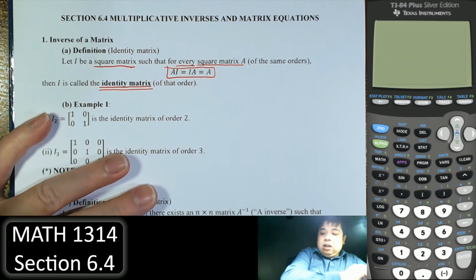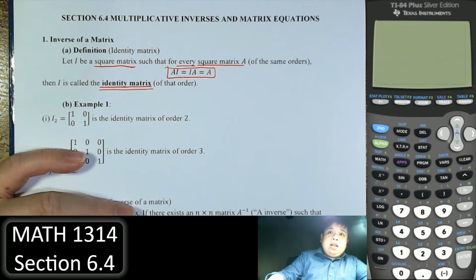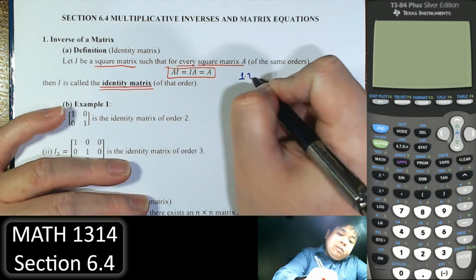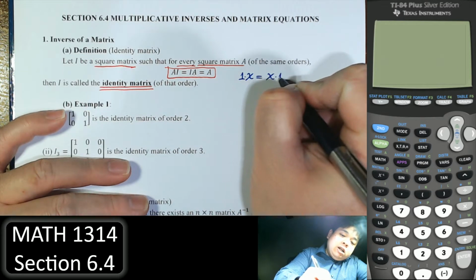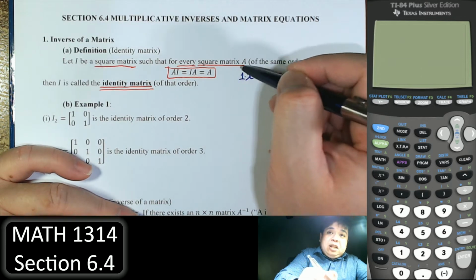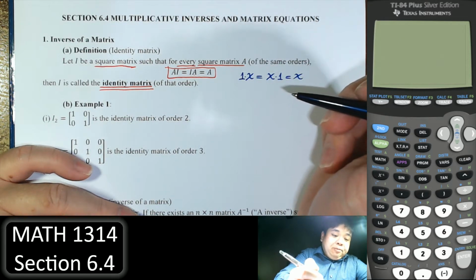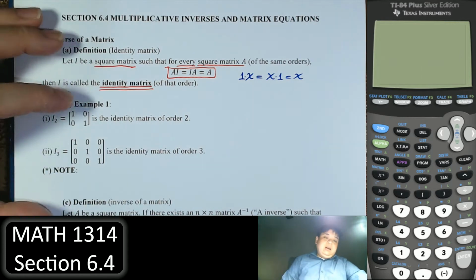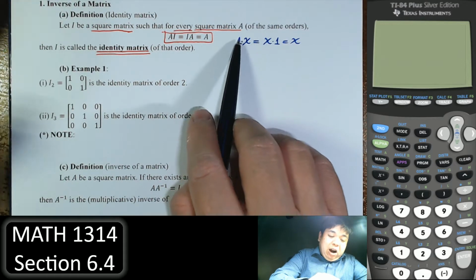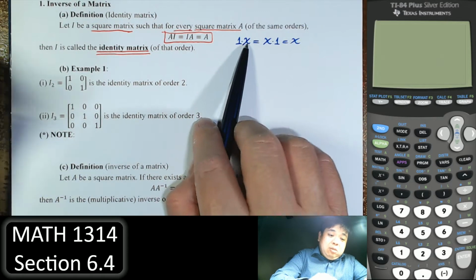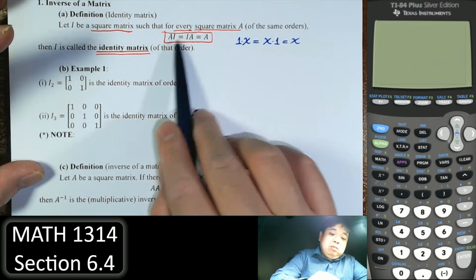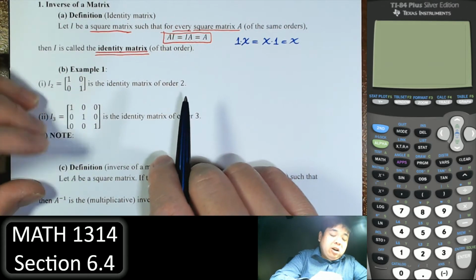Pretty much the role of the identity matrix is acting like the number 1. Like in numbers, 1 times x is the same as x times 1, which is equal to x. So the identity matrix plays the role of the number 1 in the real number system, except that we define multiplication in the real number system and matrix multiplication differently.